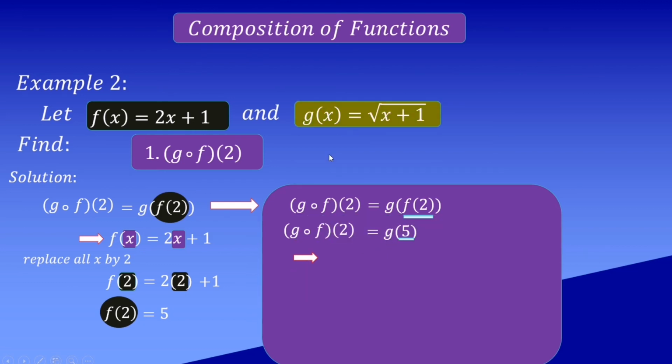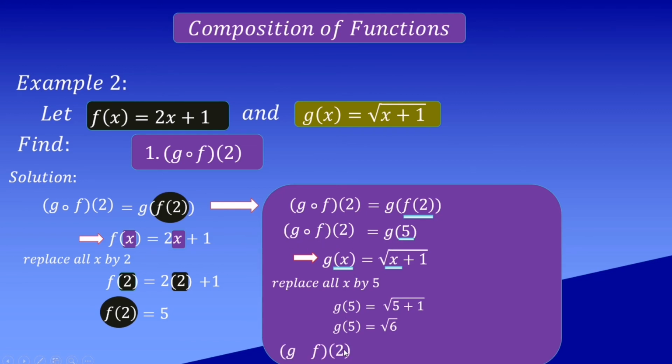So, gamitin natin yung g of x is equal to square root of x plus 1. Again, we have the value of x that is 5. So, palitan natin lahat ng 5 ang yung x variable. So, magiging g of 5 is equal to square root of 5 plus 1. So, square root of 5 plus 1, that is square root of 6. So, g of 5 is equivalent to the composition of two functions, g and f of 2. So, therefore, this is equivalent to square root of 6.